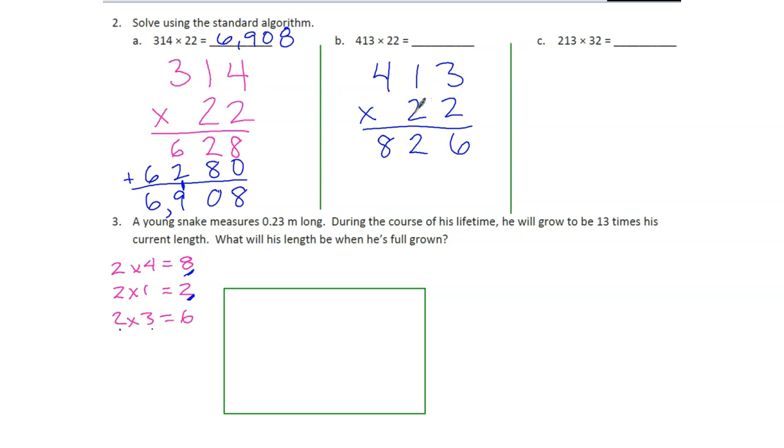Now I have 2 tens times 3. Well, that's going to be 6 tens. And I have 2 tens times 1 ten is going to be 2 hundreds. 2 tens times 4 hundreds is going to be 8,000.